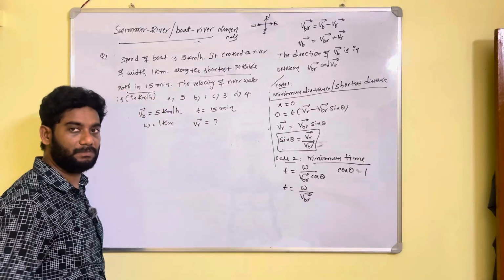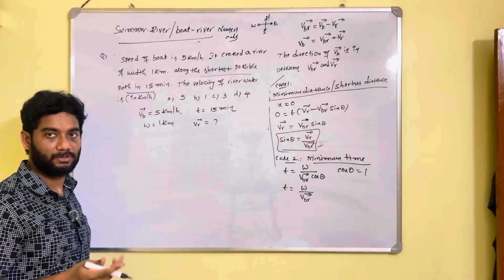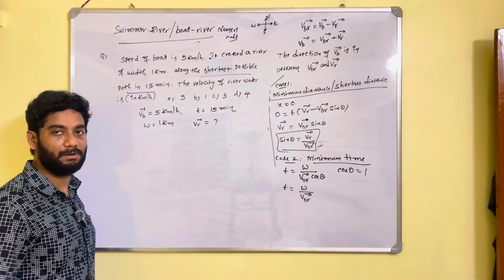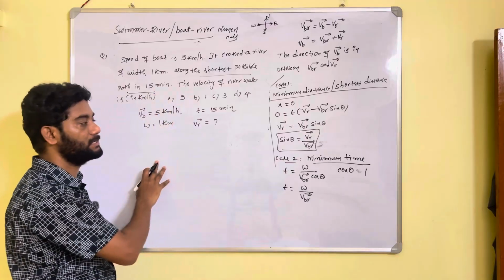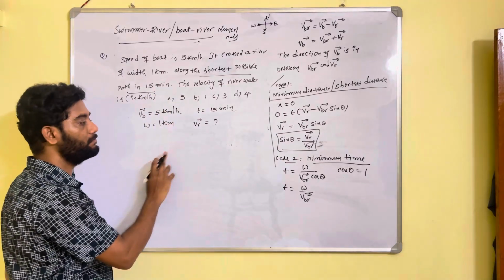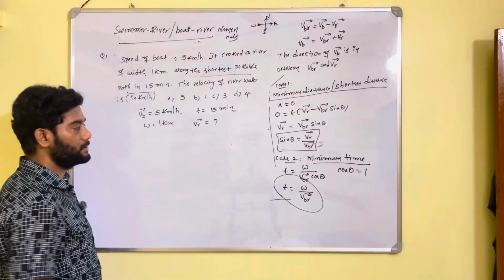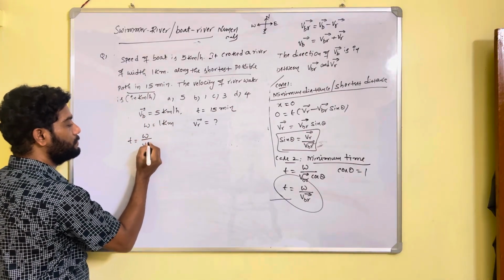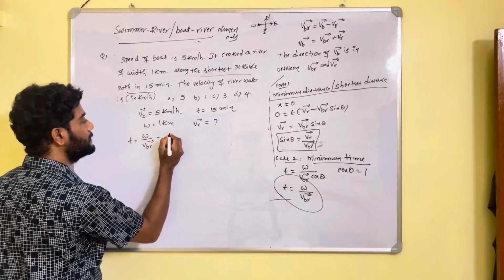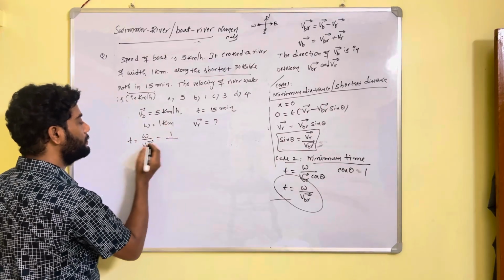Shortest possible path means less path, so what happens to the time? Time will be minimum, or not? That is the hint in the question. Shortest possible path means time will be minimum. So what is the formula for time? Time is equal to width divided by the velocity of the boat with respect to the river. Width is 1. We have to find the velocity of the boat with respect to the river.